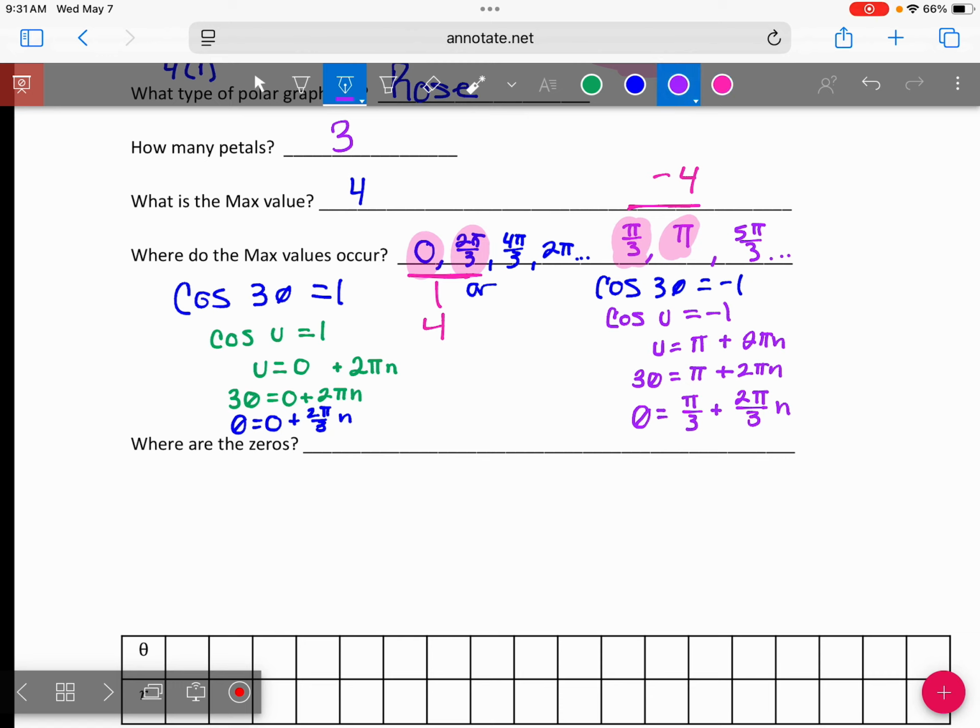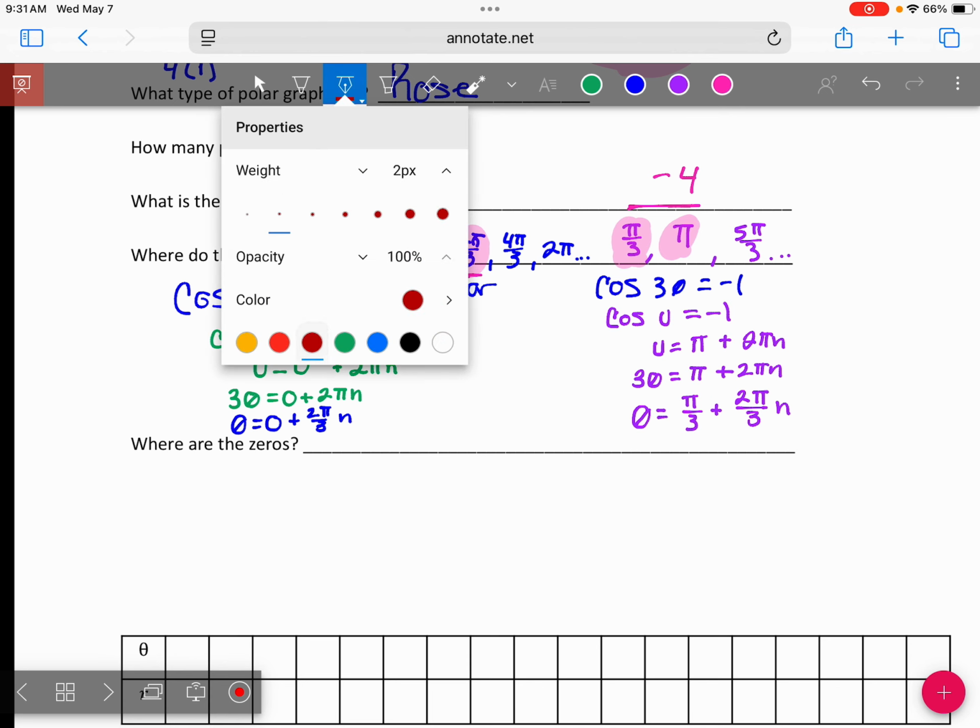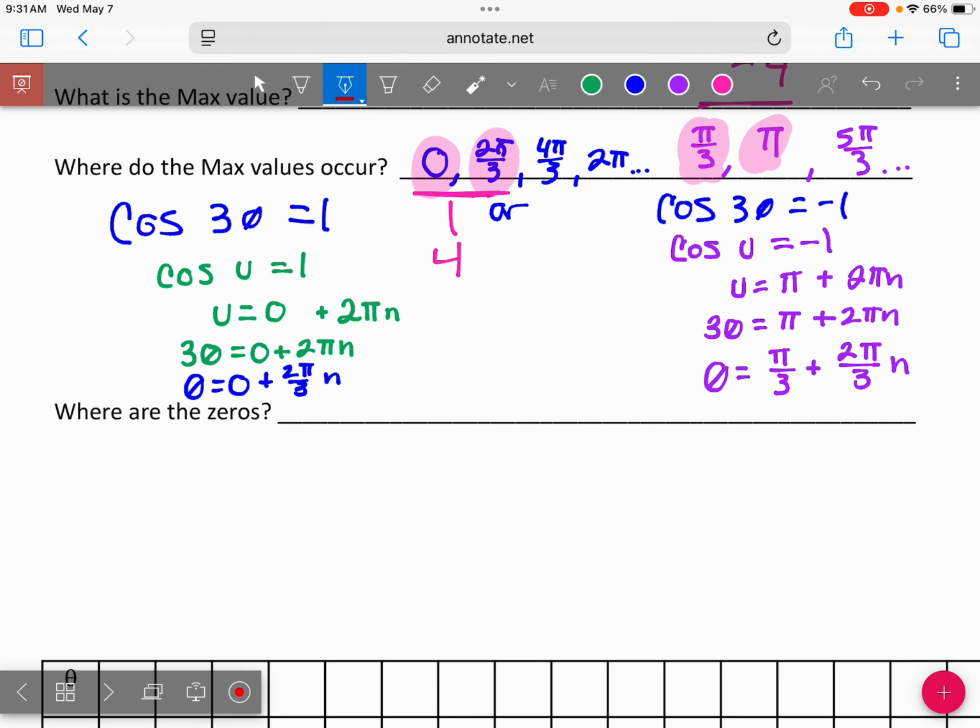The other thing we'll ask you for on these is when are the zeros. So that's doing the same kind of thing one more time. I promise there's a reason for this. I'll show you in a second. Our cosine 3 theta, looking for that to be 0. What angles are we going to have zeros on?